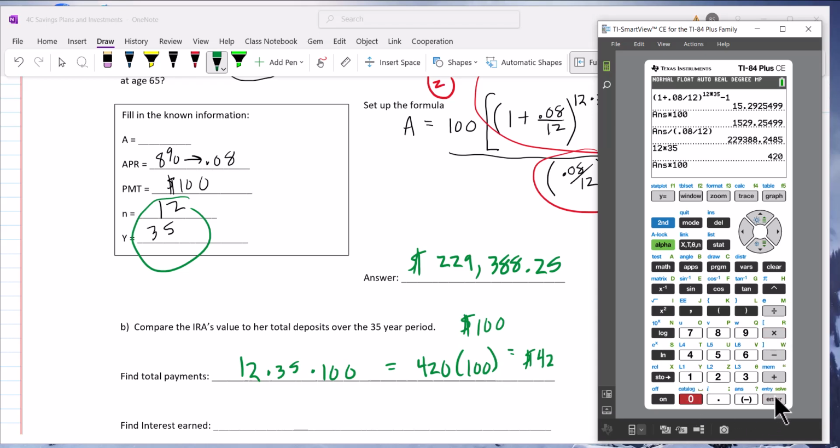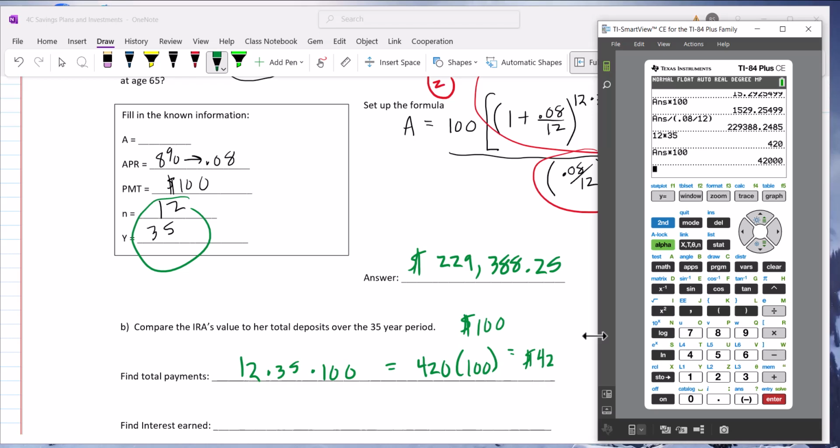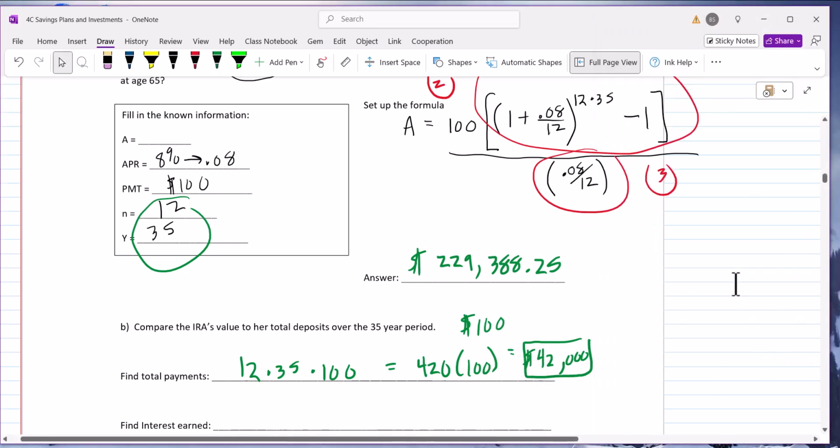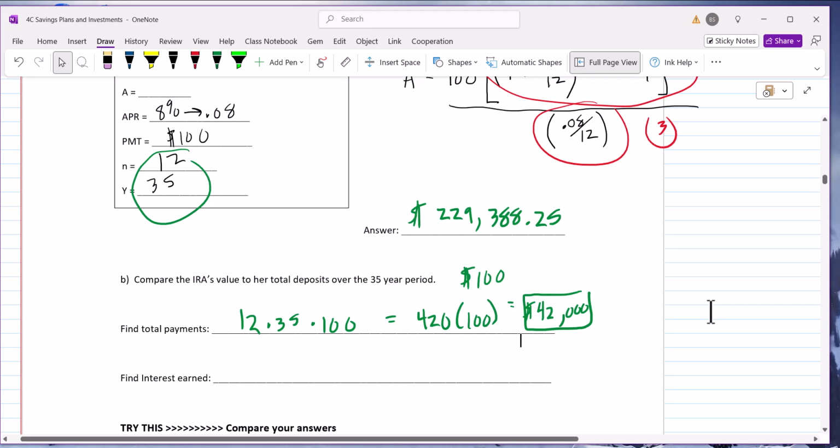And then that will give you the amount of payments that you did, so that's 42,000. Okay, so that's how much money you put into the savings account. All right, now let's think about how you figure out the interest earned. So the savings account gave you this much money, but you put in this right here. That's what you put in. So how do you find how much interest is earned?